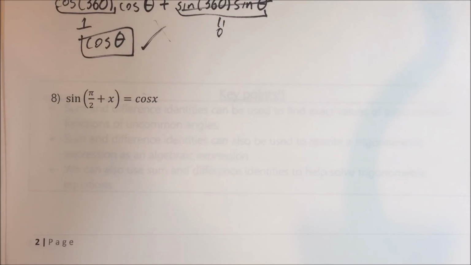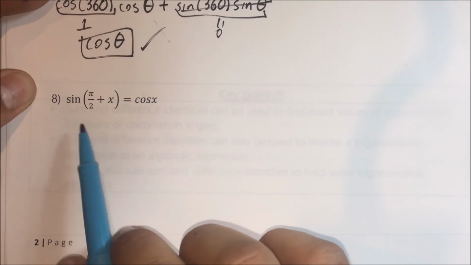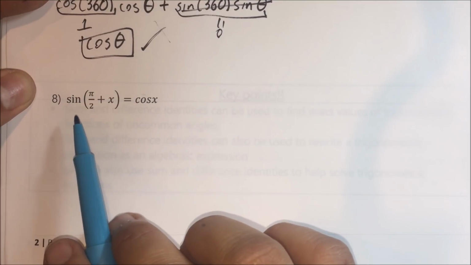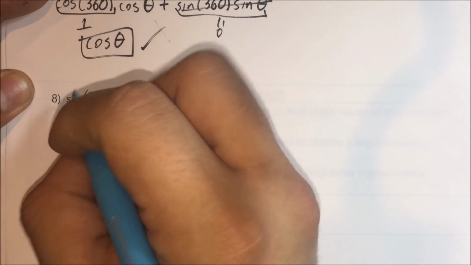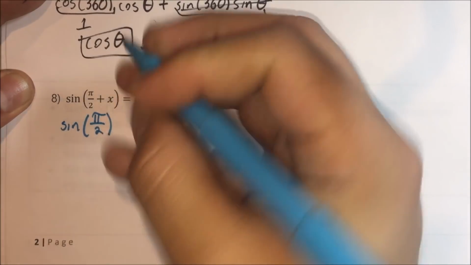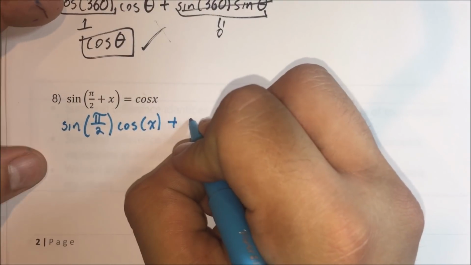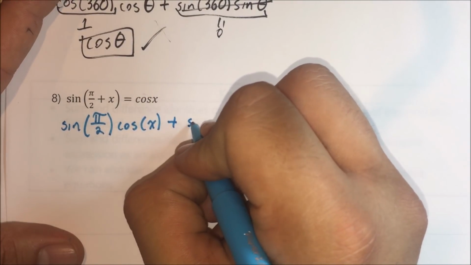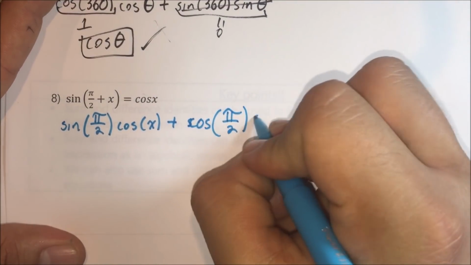Okay, so I'm assuming you went through this, looked at it, tried to work through it, and so now let's go through it together. So again, sine pi over 2 plus x is equal to cosine. Let's try to verify this. So sine plus is going to be sine cosine cosine sine. So we say sine of pi over 2 times cosine of x plus cosine of pi over 2, and then sine of x.